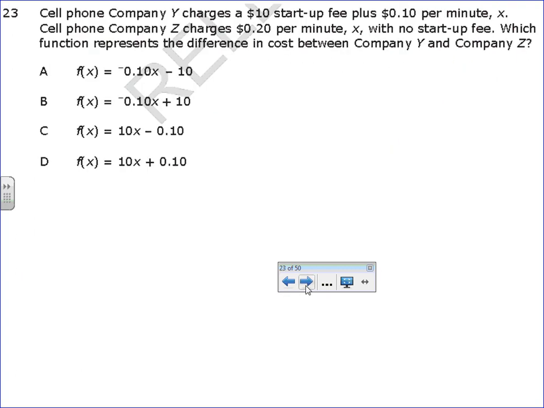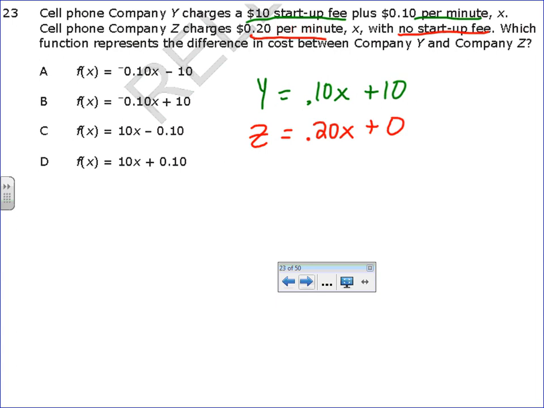Okay, for 23, a cell phone company Y charges a $10 startup fee plus 10 cents per minute. That's my slope. Startup fee is my y-intercept. So I'm going to go ahead and write that. Company Y, I'm getting charged 10 cents per minute plus a $10 setup fee. Okay, cell phone company Z charges 20 cents per minute. There's my slope. No startup fee, that's the y-intercept. So 20 cents per minute, no setup fee.